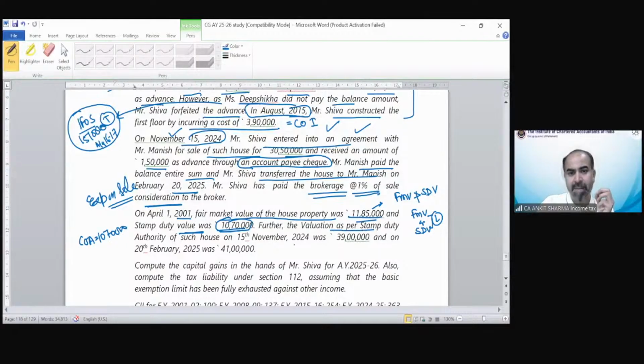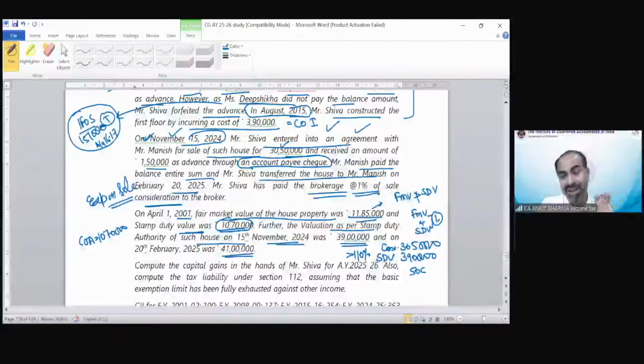Further, the valuation as per stamp duty authority for such house on 15th November 2024, the day we took the advance money, was 39 lakh, and on 20th February it is 41 lakh rupees. The consideration for this house has been decided at 30 lakh 50,000, and the stamp duty value we need to consider is 39 lakh. Now, as per section 50C, if the stamp duty value exceeds 110% of your consideration, the sale consideration would be your stamp duty value. In this case, the stamp duty value exceeds 110% of the consideration.